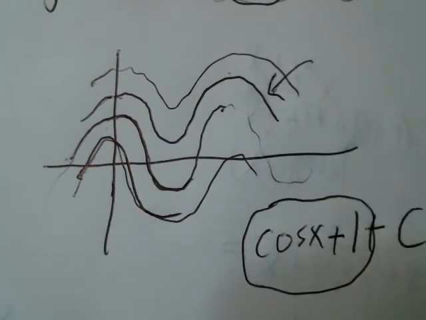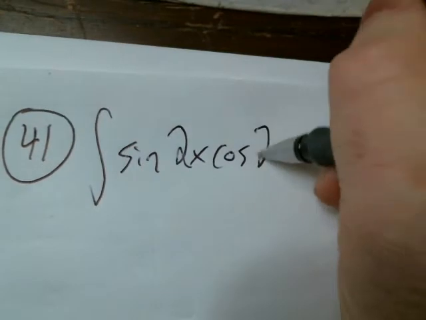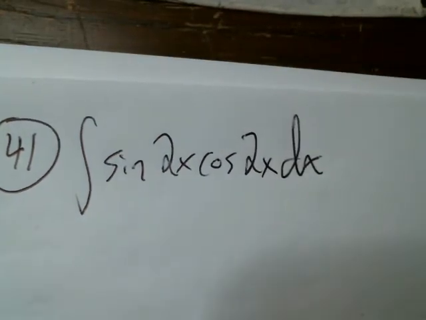Okay. So, anyways, the issue then comes to bear in problems like number 41. So clearly, we have the integral of sine of 2x cosine 2x dx. And there's like 3 different ways you can do this problem. Okay, and they're all the same. All the answers are equivalent, believe it or not.